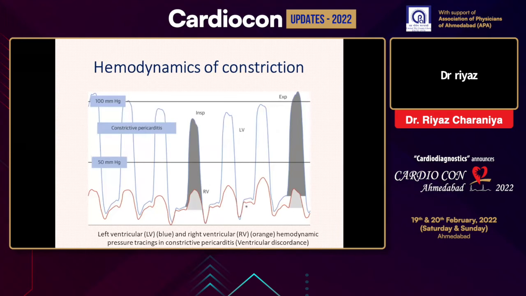Again, as I have already mentioned, during inspiration, the RV pressures are high and the LV pressures reduce because there is ventricular discordance in constrictive pericarditis. And in expiration, the LV pressure rises and the RV pressure goes down. Now this is known as ventricular discordance.